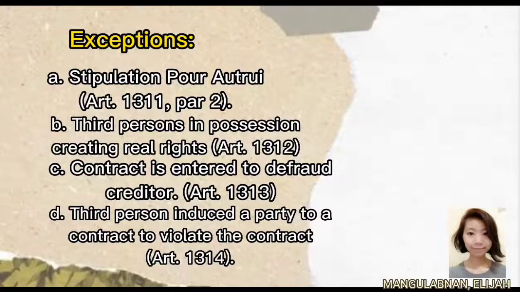Stipulation pour autrui is an exception to relativity of contracts. Since third persons do not participate in the negotiation or preparation of contracts, they cannot be bound by any agreement entered into in such contracts, unless the third persons give their consent or accept any benefit accruing from such contracts. Stipulation pour autrui is a direct conferment of a benefit towards a third person. So, because we are on the stipulation pour autrui, it means that this third person could acquire the benefits from the contract.